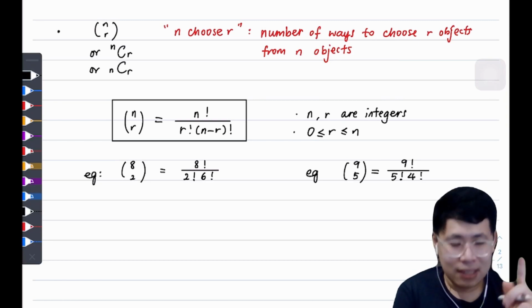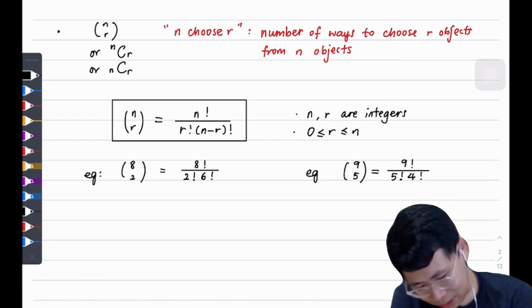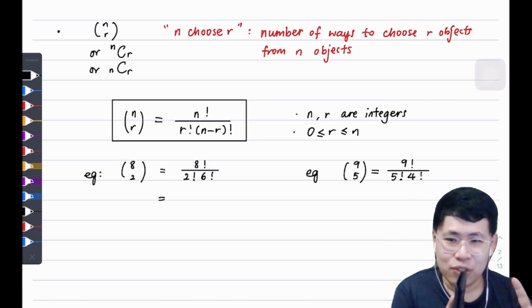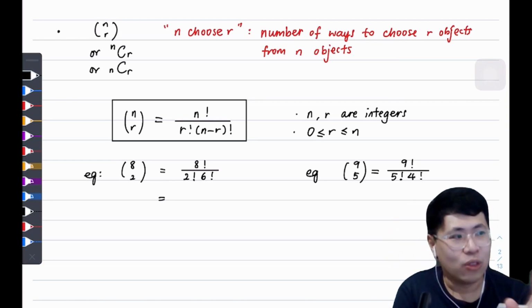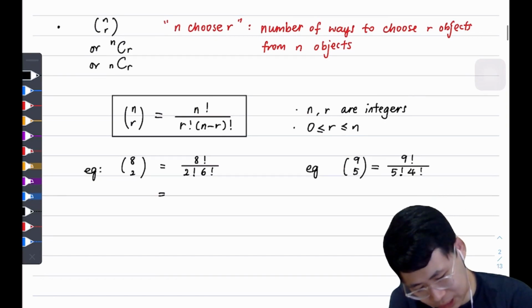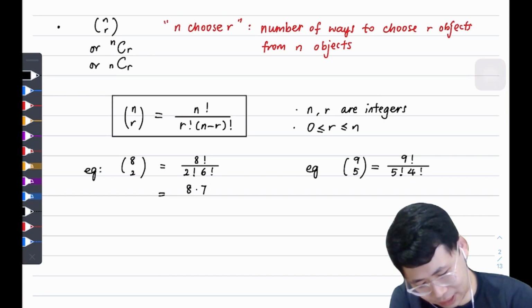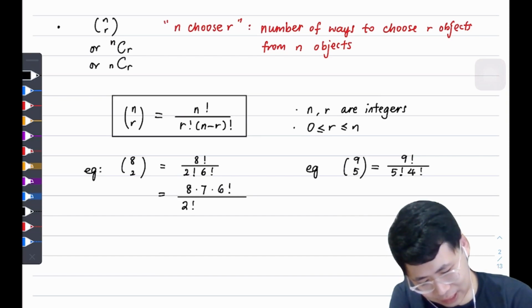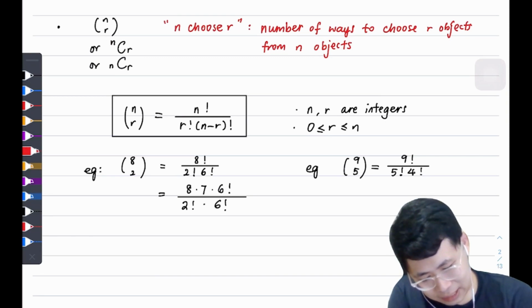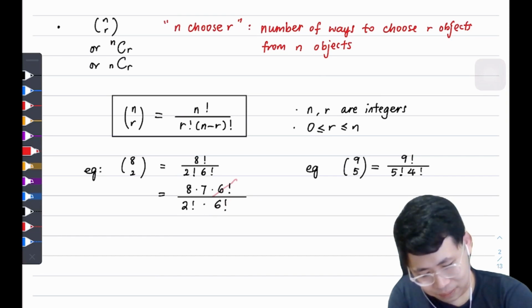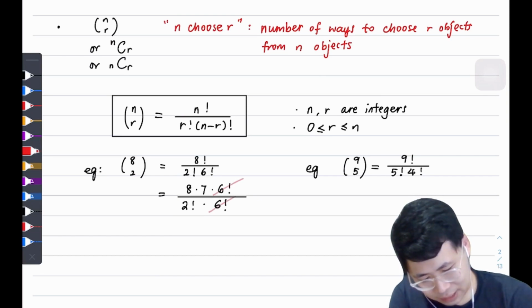Okay, so let us do some manual calculation. This manual calculation will help you when we have an unknown n. So it will be like 8 factorial, times 7 times 6 factorial, and so on. Then 2 factorial is just 2 factorial, and I have a 6 factorial over there. So what I can do here is cancel out the 6 factorial.